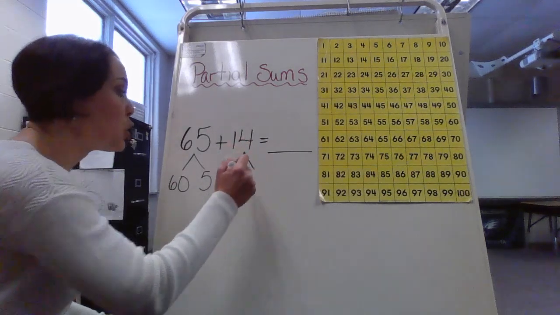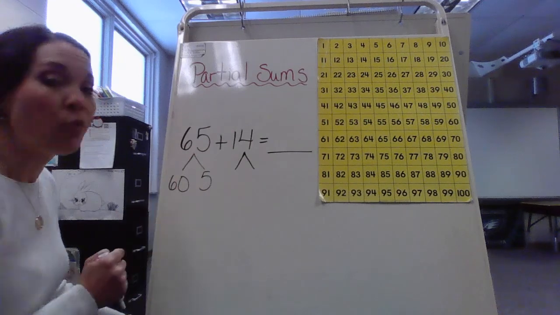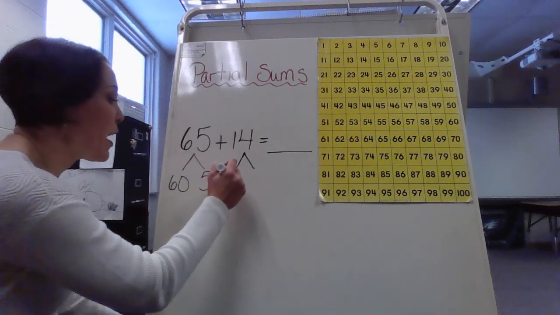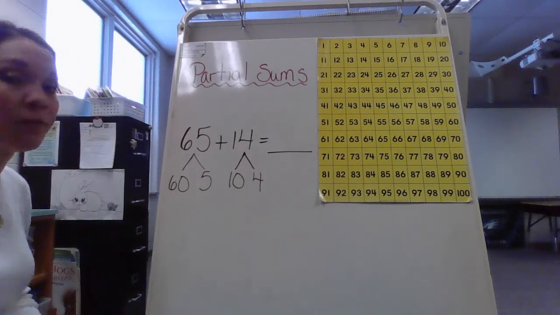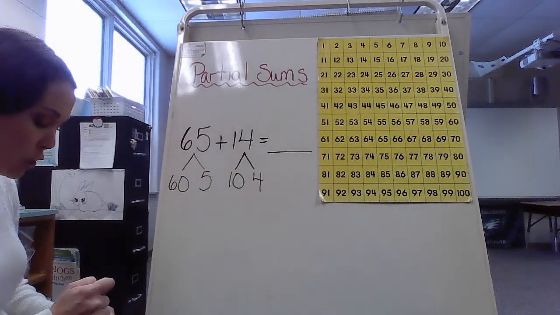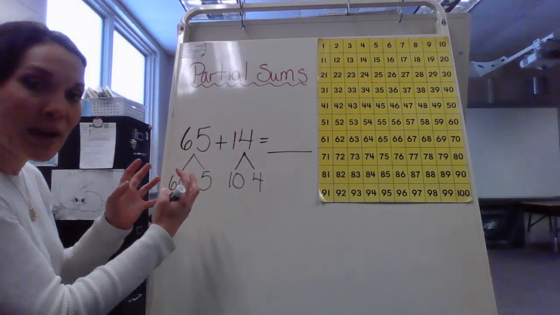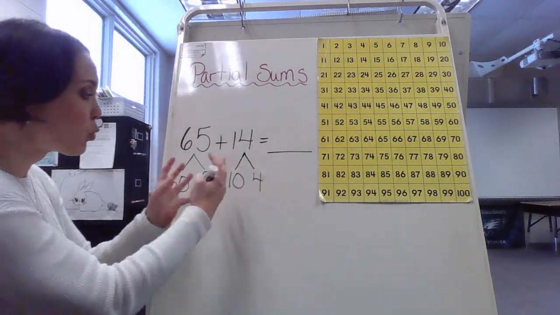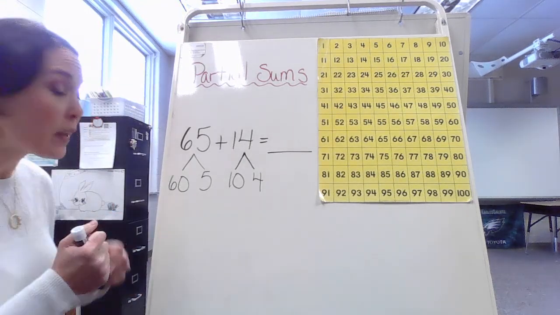Let's do 14. So you think 1 ten, 4 ones. 1 ten is worth 10. 4 ones is worth 4. Now I want to group my tens and add my tens together, and group my ones and add my ones together. So let's go ahead and do that.